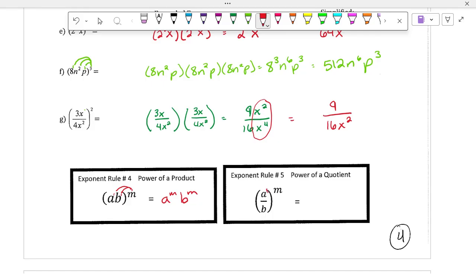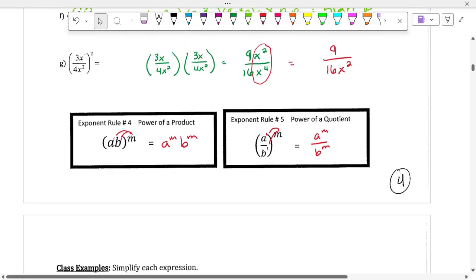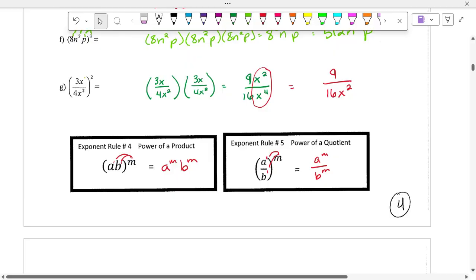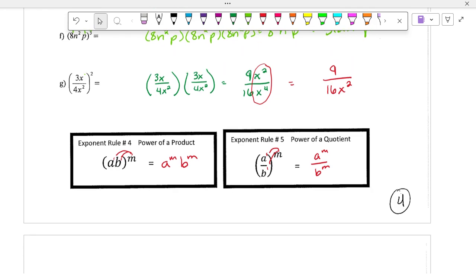Same thing with the quotient. All you would do is multiply. So this will be a to the m over b to the m. And then you do any other simplification you need. So I usually recommend doing power rule first, just because it takes care of a lot of things, and then do your multiplicative and division rules or quotient rules.